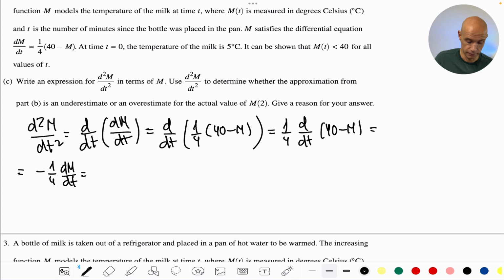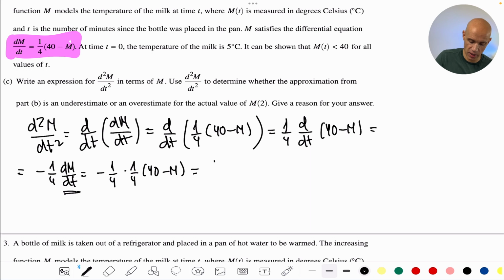And it's kind of recursive. It goes back because they were telling us what this thing here is, right? So we just need to substitute it back. So, minus 1/4 and 1/4 of 40 minus m, okay? And this minus, we can change the order of the operations, and then 16. Okay, cool. So that's the second derivative.